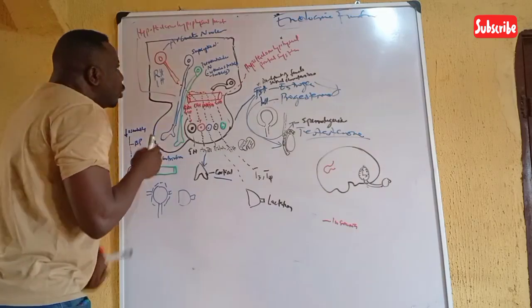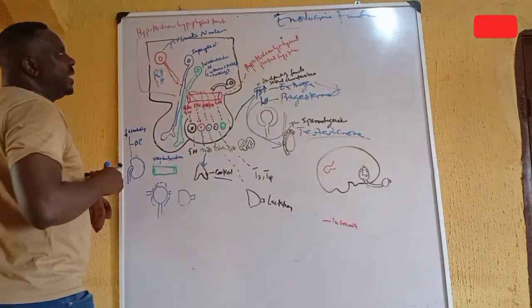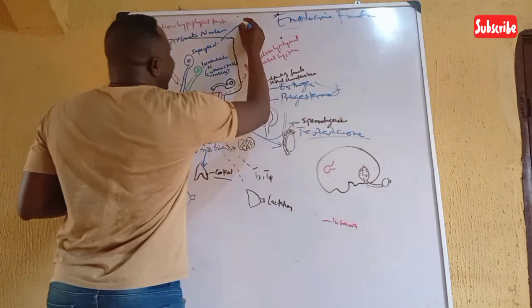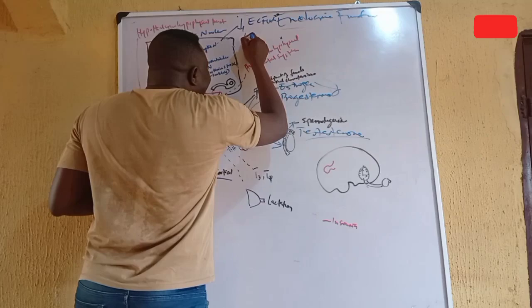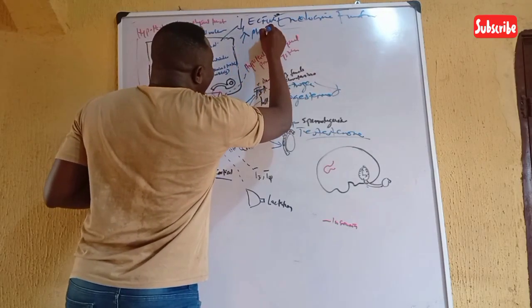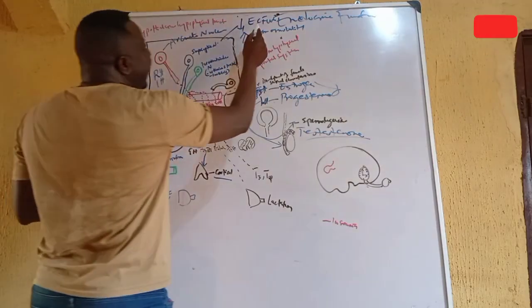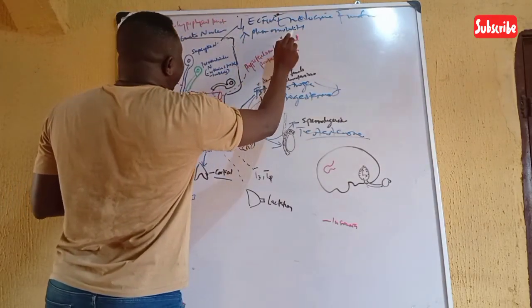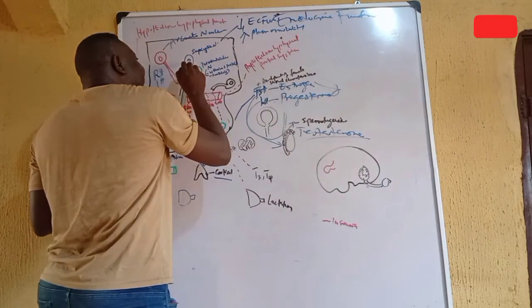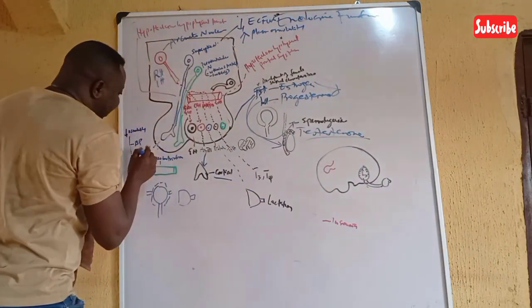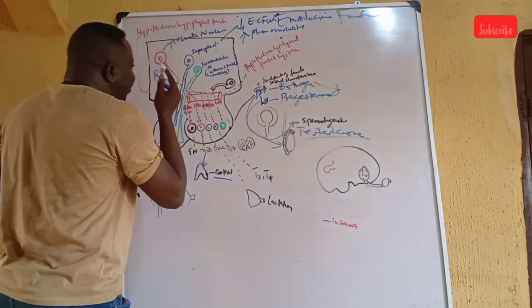Now, another nucleus that we'll talk about is the supraoptic nucleus. The supraoptic nucleus is usually stimulated by a decrease in ECM volume and also by an increase in plasma osmolality. Now, when there is a decrease in ECM volume and an increase in plasma osmolality, the supraoptic nucleus is stimulated. When the supraoptic nucleus is stimulated, it results in the production of ADH. And it does that via a tract that is known as the hypothalamo-hypophyseal tract.